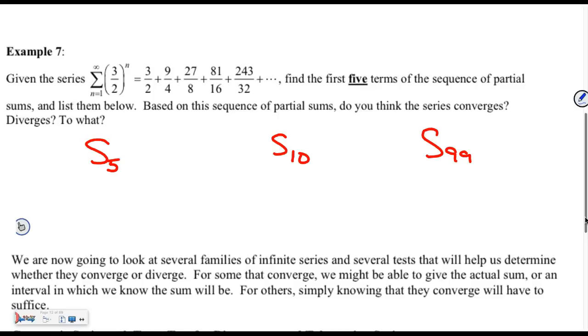S sub 5 would run this up to 5, so it's actually going to add these first 5 terms in what would have been the sequence. What does it give you, S sub 5? Crank it out real quick for me. 11, not too big. 11.2, blah, blah, blah. I don't care. Now go change your 5 to a 10 for me.